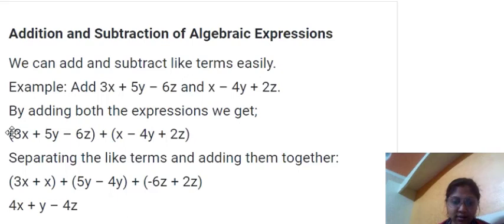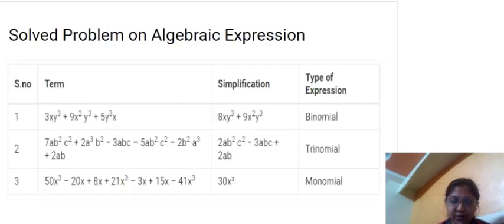Here we have the like terms as 3x plus x, 5y minus 4y and minus 6z plus 2z. Now we will perform the simple operations of addition and subtraction to get the desired result. Here we will get 3x plus x as 4x, 5y minus 4y as y and minus 6z plus 2z as minus 4z. So this is the desired result. Now let us solve some more problems on algebraic expressions.